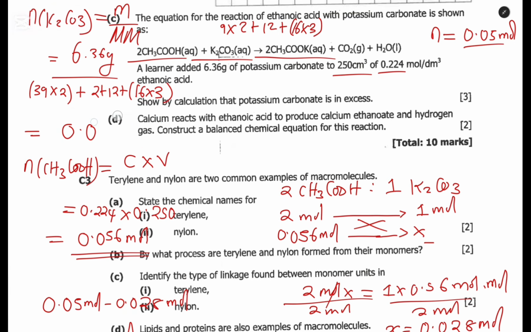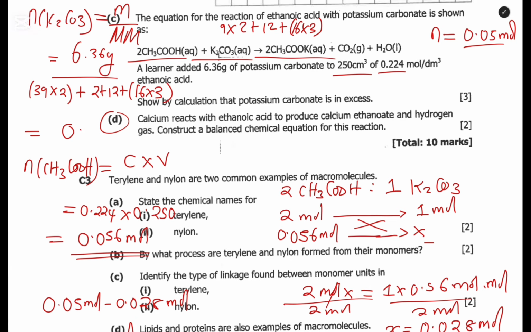What about the D question? Calcium reacts with ethanoic acid to produce calcium ethanoate and hydrogen gas. Construct the balanced chemical equation for this reaction.